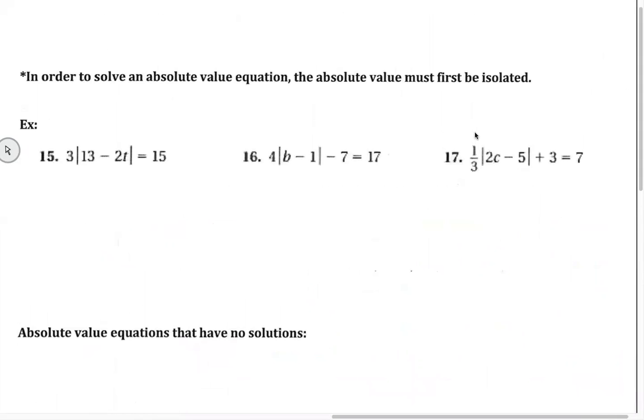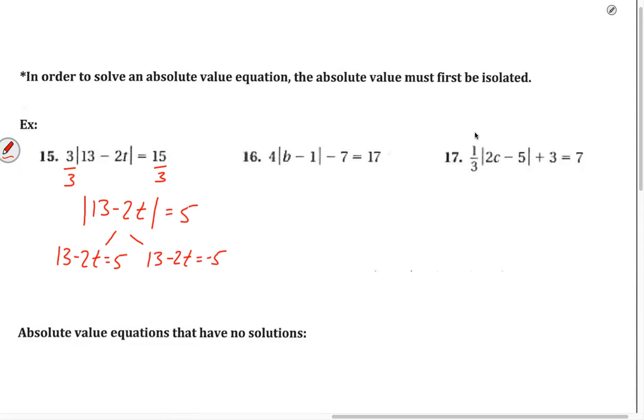They're a little bit more complicated, but we're just going to go from here. So here, first thing I need to do is notice the absolute value is not by itself. There's that 3 out in front, so I have to divide by 3. And that gives me the absolute value of 13 minus 2t equals 5. And now I can break these apart. So I have 13 minus 2t equals 5, and 13 minus 2t equals negative 5. Go ahead and subtract 13. Negative 2t equals negative 8. And I'm going to divide by negative 2, and I get t equals 4.